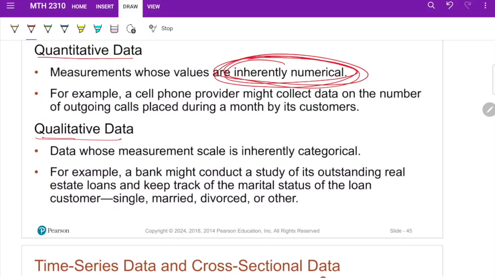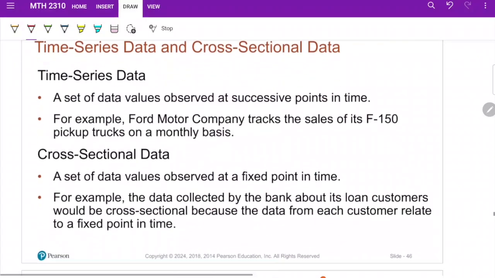For qualitative data, the scale is categorical. In nature, it's categories, like marital status, married or single. These are categories. Favorite colors: white, orange, purple. These are categories. Favorite drinks: Coca-Cola, Pepsi. These are categories. Types of food or cuisines, categories. Okay, so all of these are qualitative data.